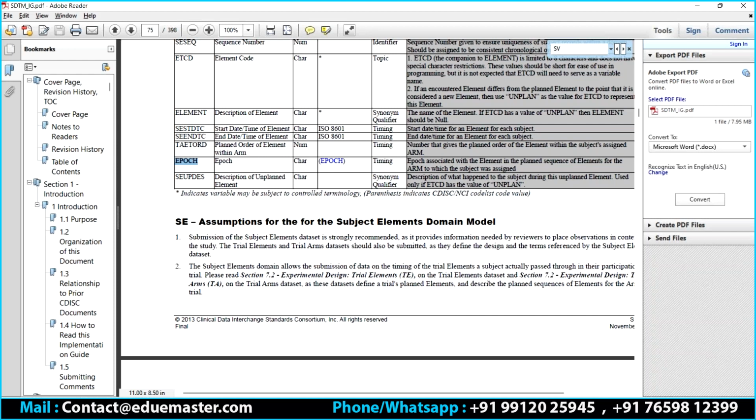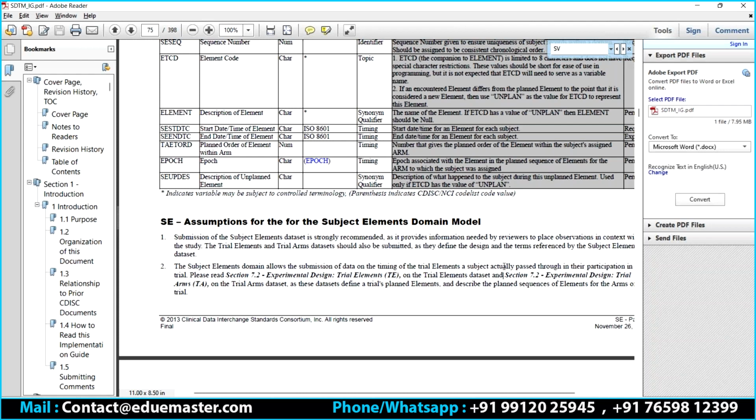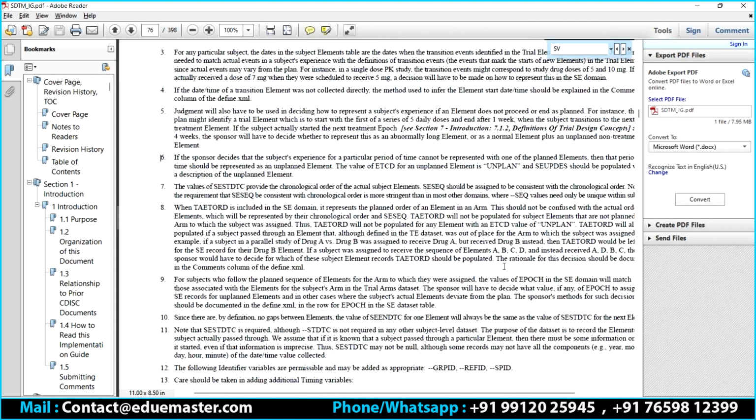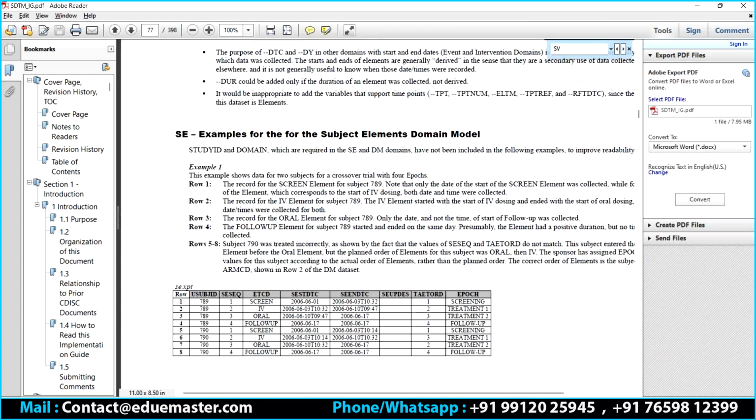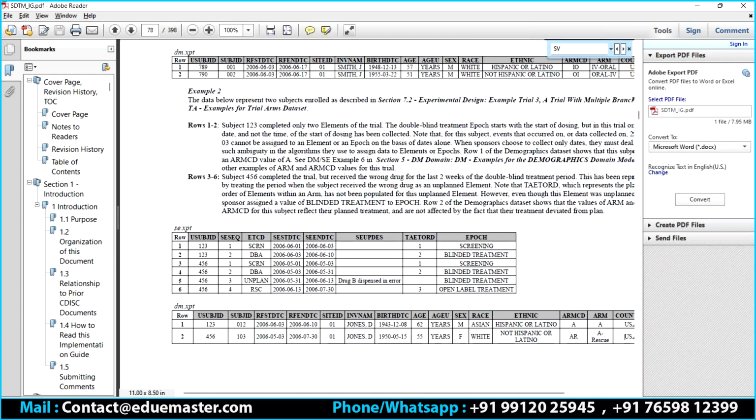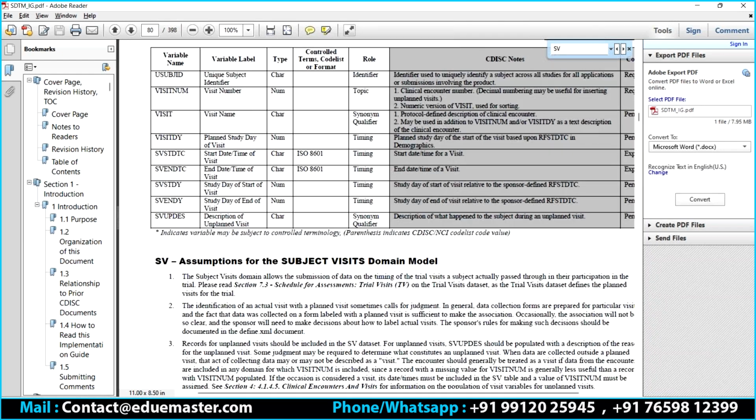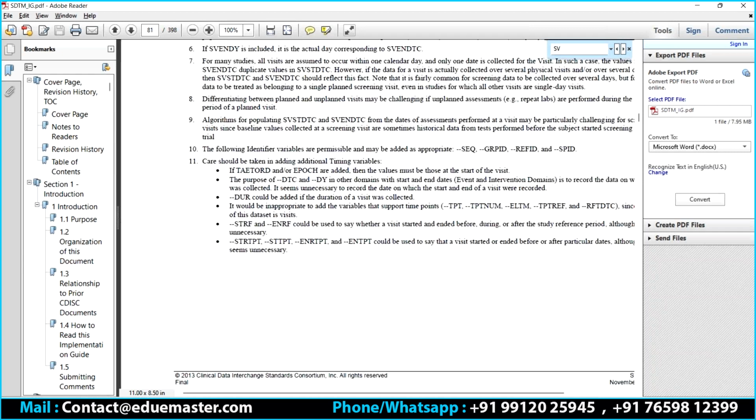Yeah, I think in SV there is an assumption related to epoch. I might be wrong. So SV, under that, these are the assumptions. Under the assumptions, here it is. If epoch is permissible and added, then the values must be those at the start and end date of visit. But generally, these won't be available here.